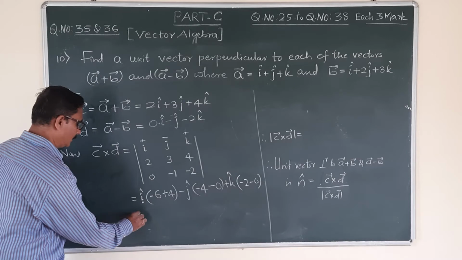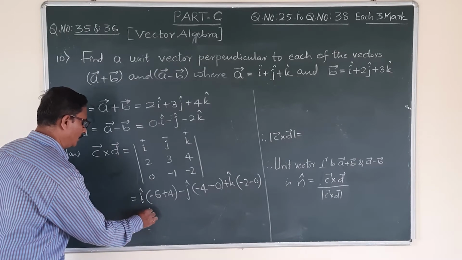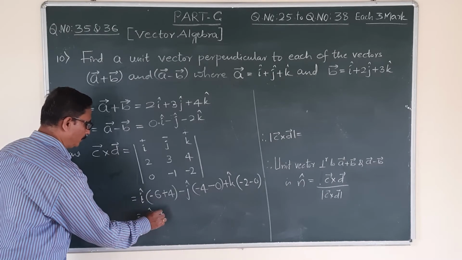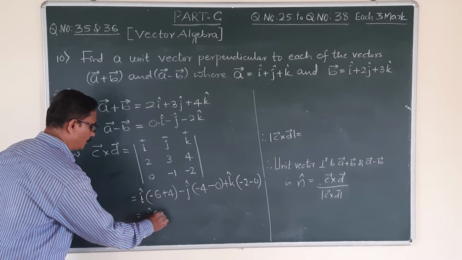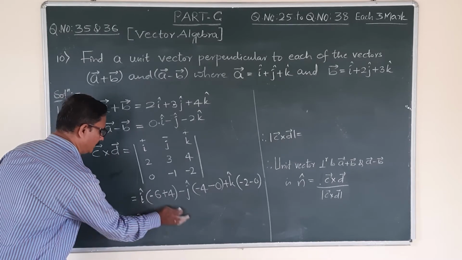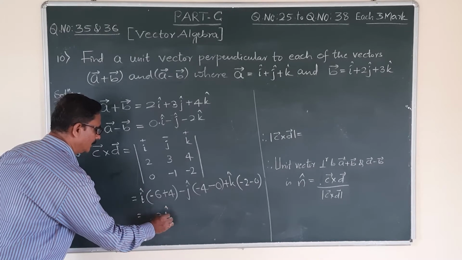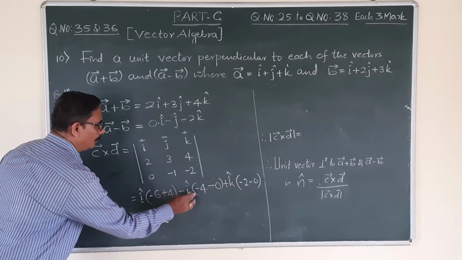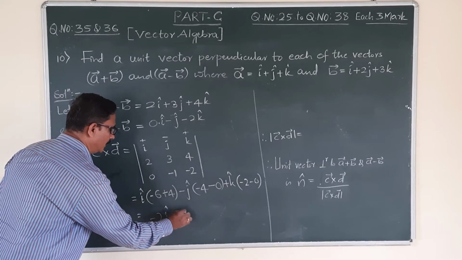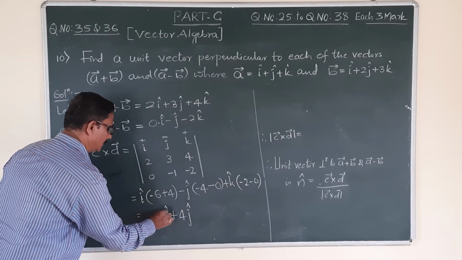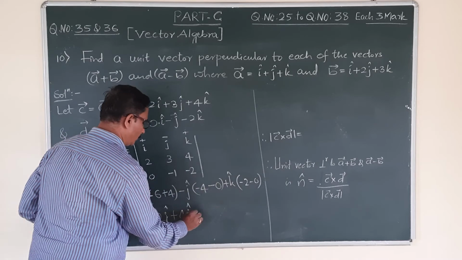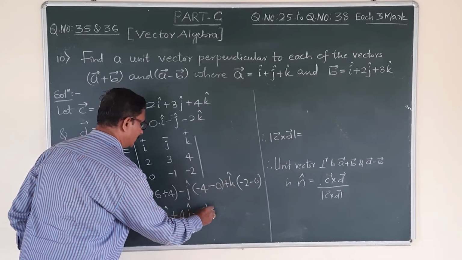Correct? So that is i into minus 6 plus 4, minus 2, that is minus 2i, right? Minus 2i. Minus 4, minus into minus plus 4j, plus into minus, minus 2k.